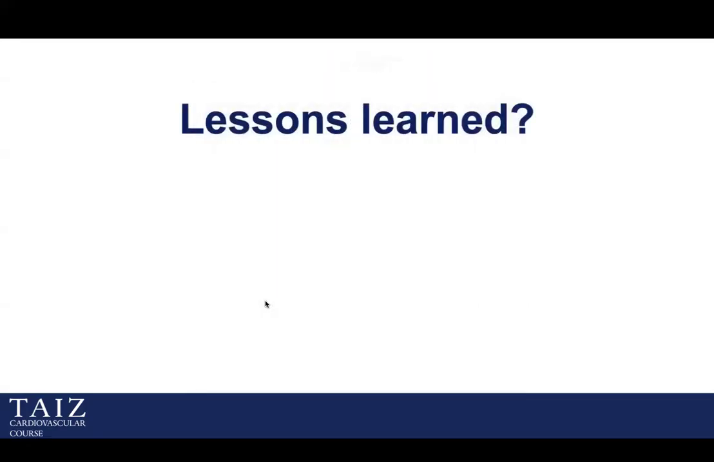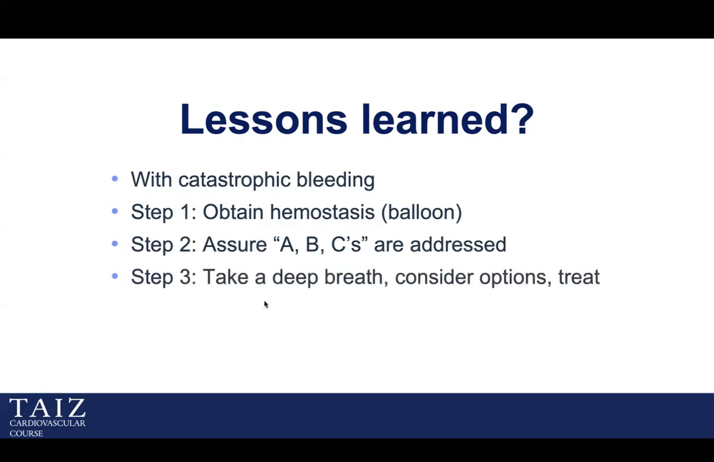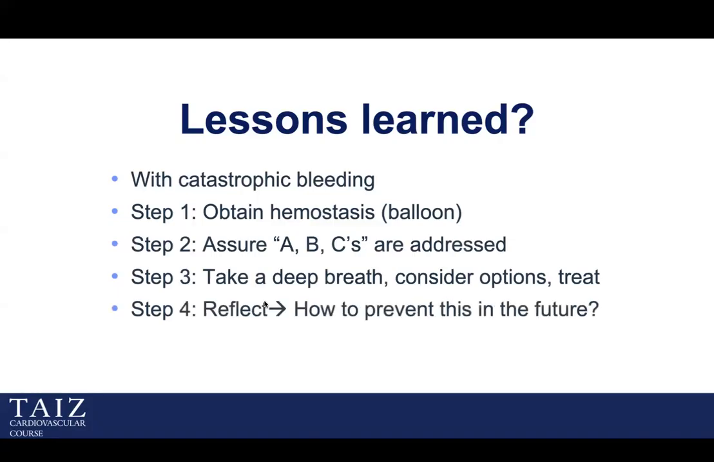So lessons learned from a case like this: first, when there is catastrophic bleeding, just get hemostasis. Always think about hemostasis, ballooning, manual compression, and then ABCs, emergencies. Is the patient breathing? Are the airways protected? Do you have enough venous access? And do you need blood? All of these things, and always take a deep breath, think, and always ask for help if you need.